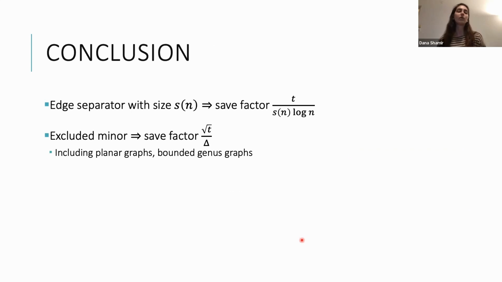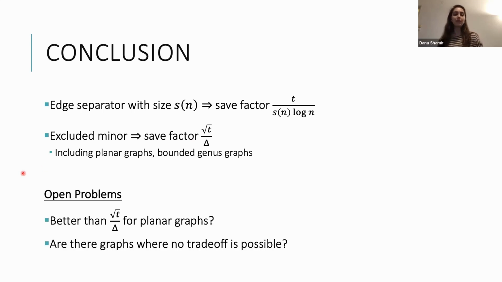So in conclusion, we showed that for graphs with edge separators of size S, we can take any general one-round PLS and transform it into a TPLS such that the certificate size is smaller by t over S log n. And for graphs with an excluded minor, we can take any PLS and transform it into a TPLS with certificate size smaller by square root of t over delta. And this includes planar graphs and bounded genus graphs. And now some questions we can ask is whether there exists a better trade-off for planar graphs, and are there graphs where no trade-off is possible? And that's it. I'm open for questions.